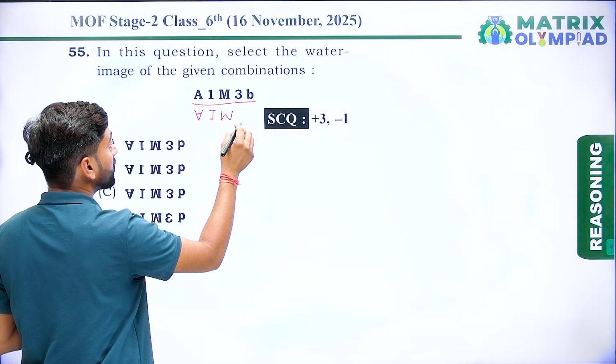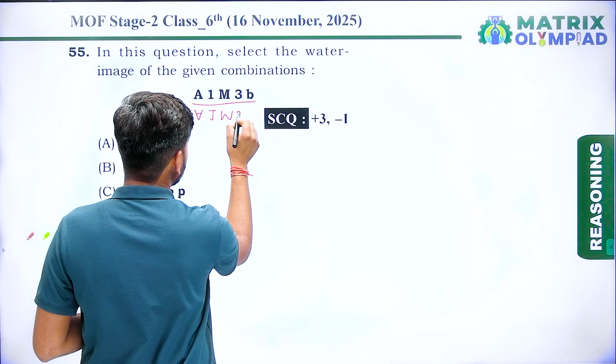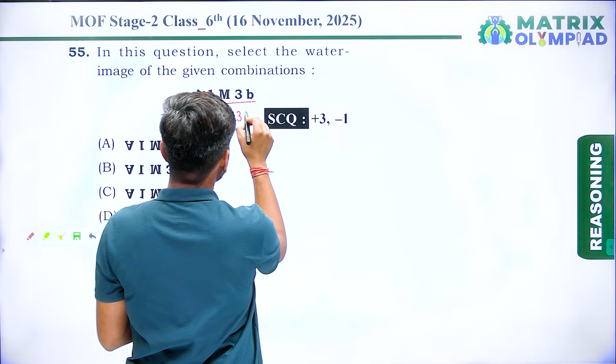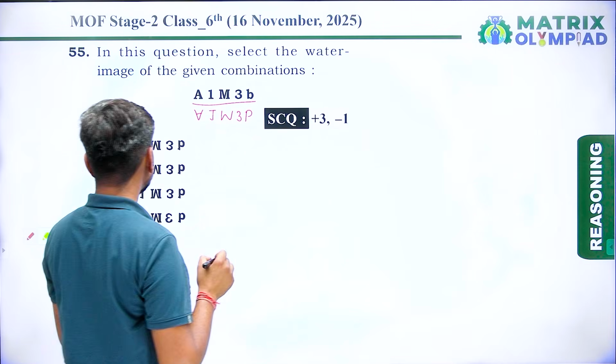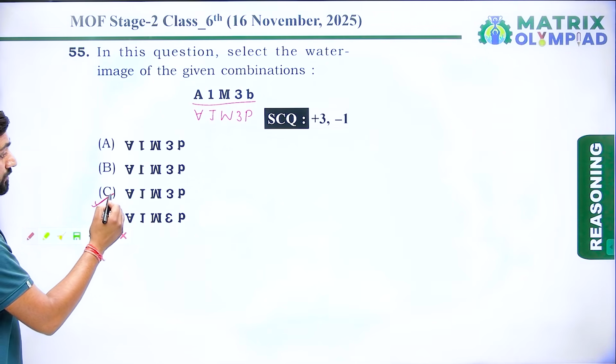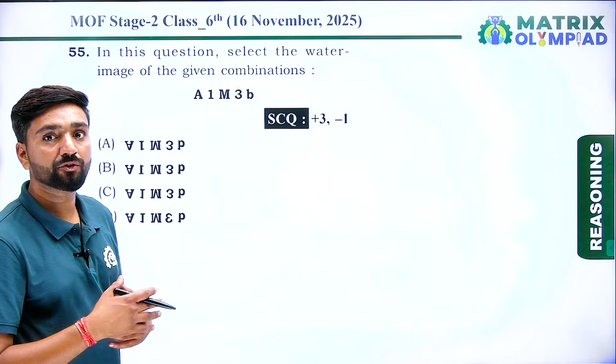M will look like the same, and 3 will not be changed, and B will look like P. So our option C is the correct water image of this given combination. Now let's move to the next question.